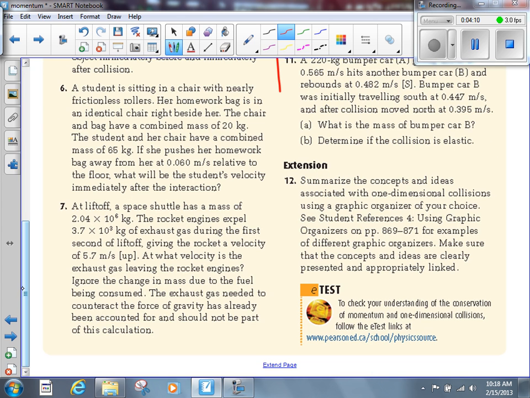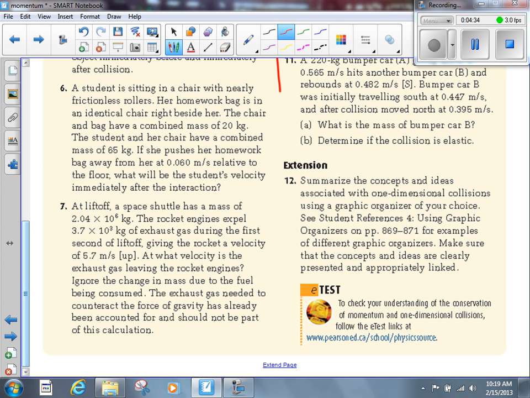Number 7 says at liftoff, a space shuttle has a mass of 2.04 times 10 to the 6 kilograms. The rocket engines expel 3.7 times 10 to the 3 kilograms of exhaust gas during the first second of liftoff, 3,700 kilograms of exhaust in the first second. Given the rocket a velocity of 5.7 meters per second up, at what velocity is the exhaust gas leaving the rocket engines?